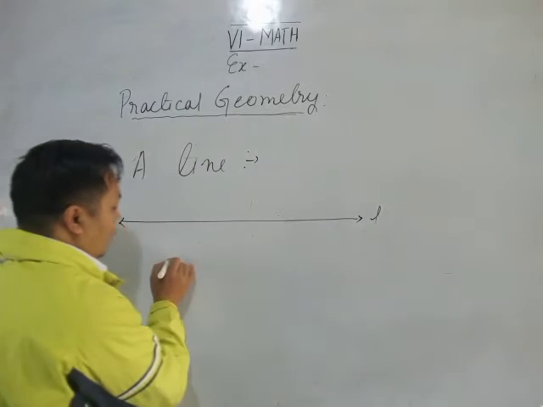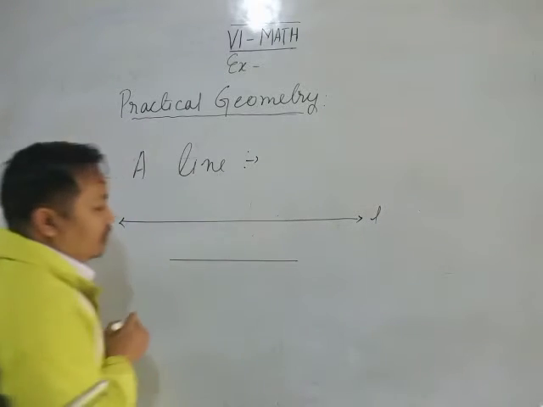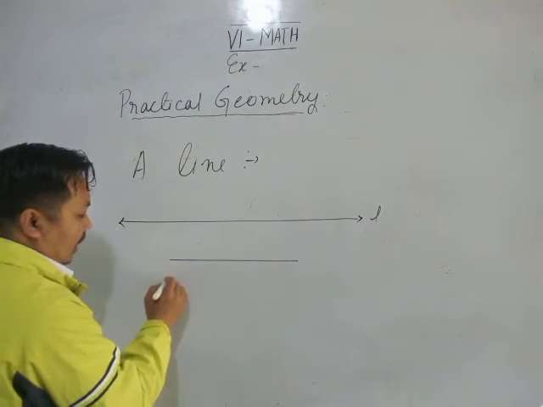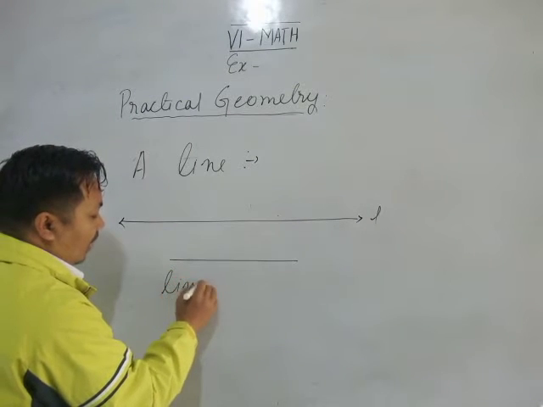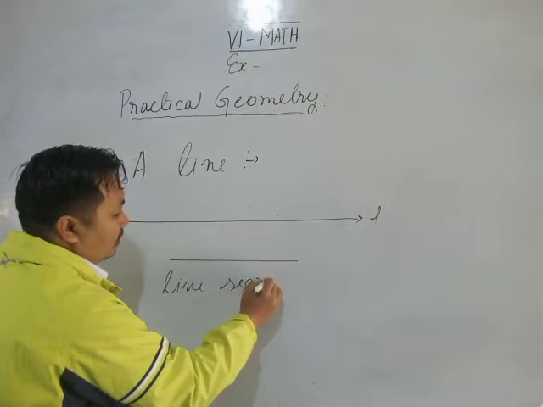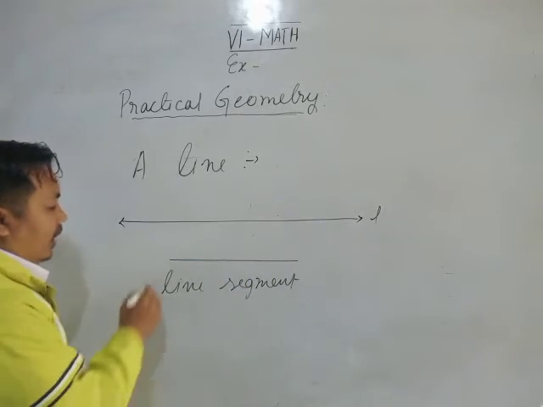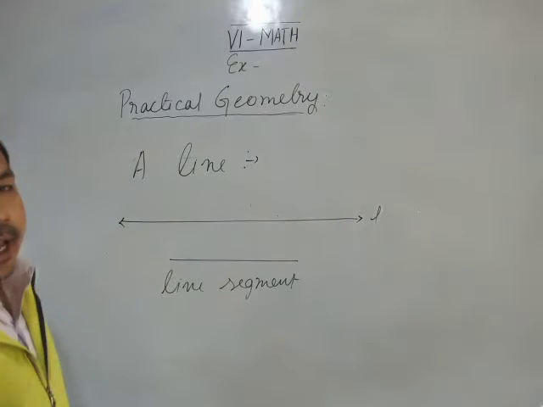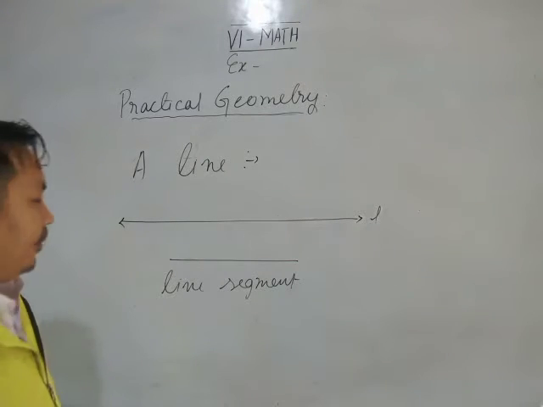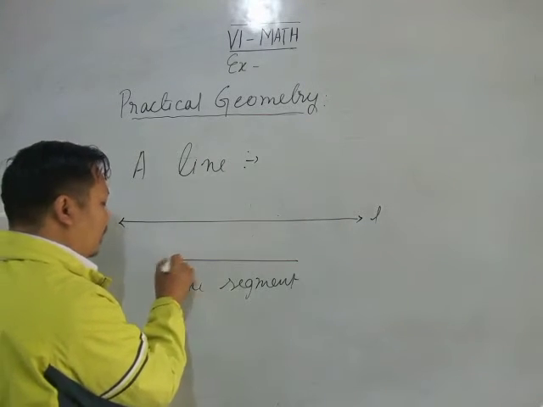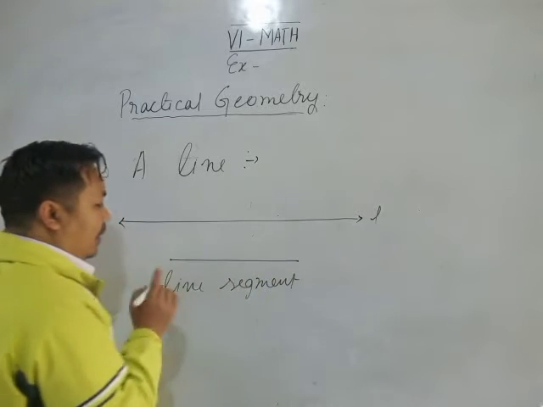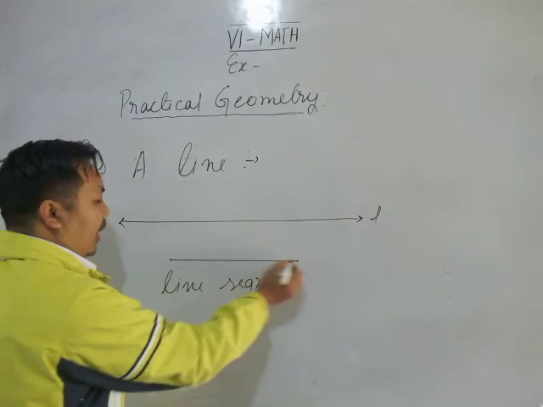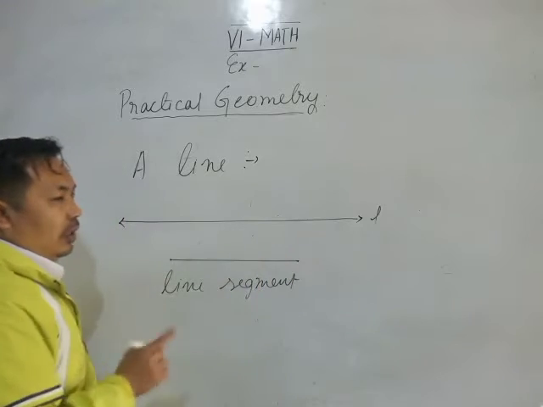But if you draw a line like this without the arrowheads, then it is called a line segment. You already know what a line segment is. A line segment has endpoints on both sides, one endpoint here and one endpoint here. A line segment starts from a point and ends at another point. This is called a line segment.